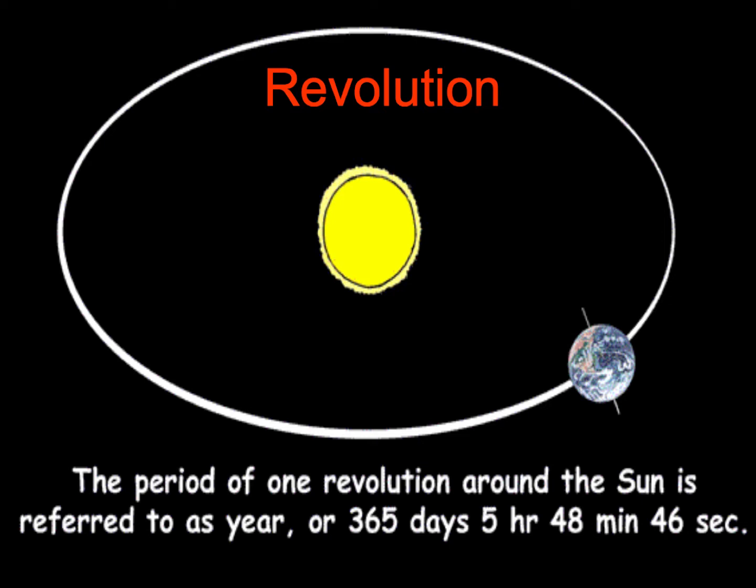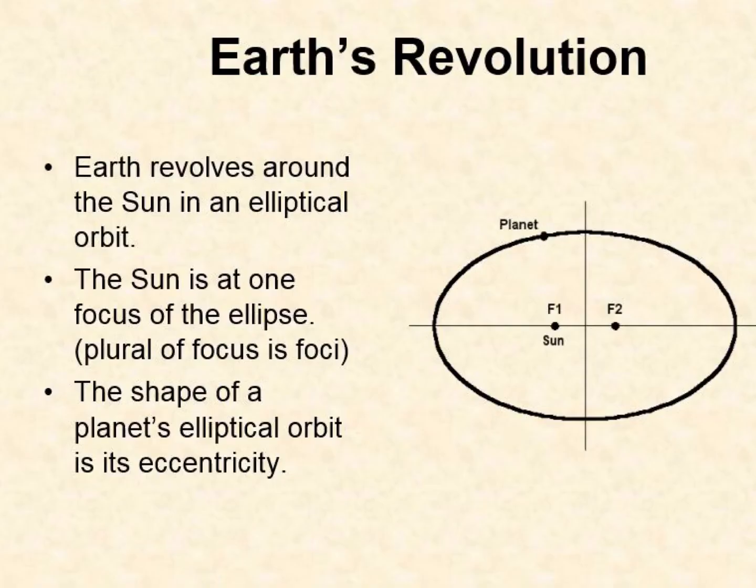Again, I mentioned earlier that revolution takes about 365.25 days, but you'll notice that even that number is rounded. So every once in a while, we actually have to throw in not only a leap year, but even sometimes a leap second has to be taken off in order to keep everything lined up properly.